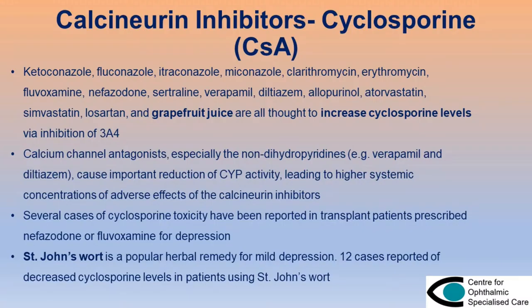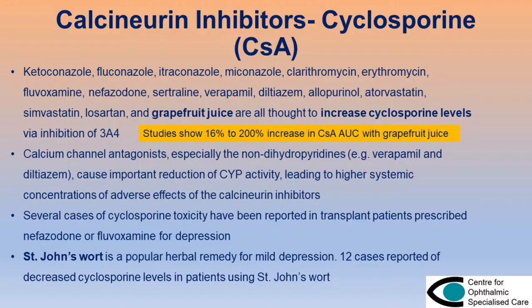There are a lot of drugs that can increase the cyclosporine levels by inhibition of the enzyme. Some of them are ketoconazole, fluconazole, clarithromycin, erythromycin, verapamil, diltiazem, which can be used for high arterial pressure, allopurinol, atorvastatin, simvastatin. But not only drugs. We can have foods also that can increase the cyclosporine levels, such as grapefruit juice. And there are studies that have shown that it can increase up to 200% the area under the curve of cyclosporine.